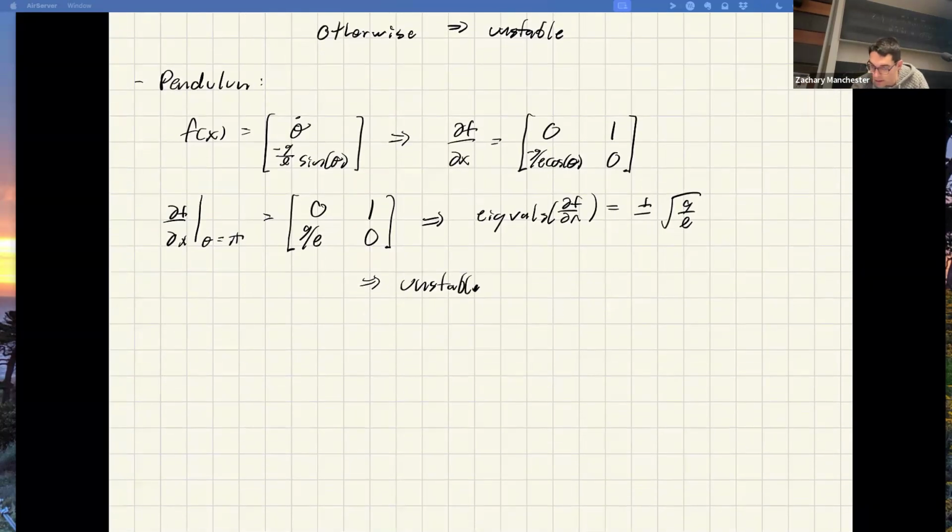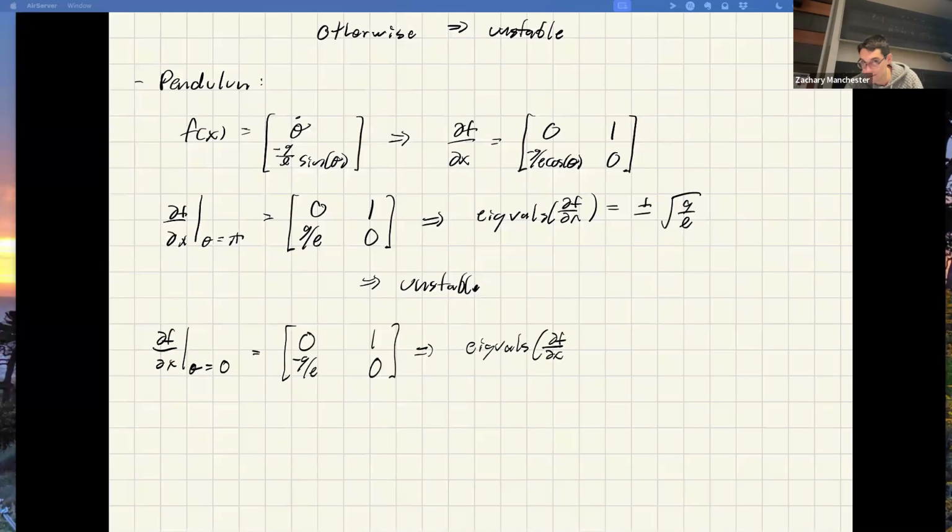Okay, now we're going to look at the other one, df/dx at theta equals 0. So similar deal, 0, 1. Now we get a sign flip, though, minus g over L over here, and then 0. We're going to do the eigenvalues again. What do we think is going to happen? Yeah, let's see. So here's what actually comes out of this. We get a pair of pure imaginary eigenvalues. So the real part's 0.